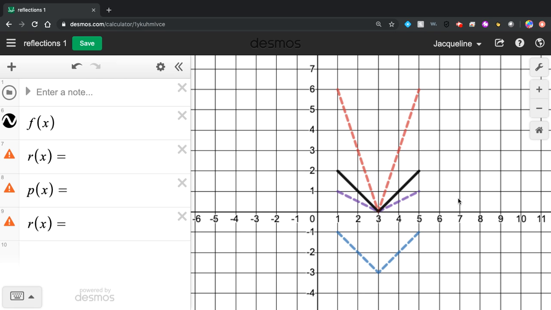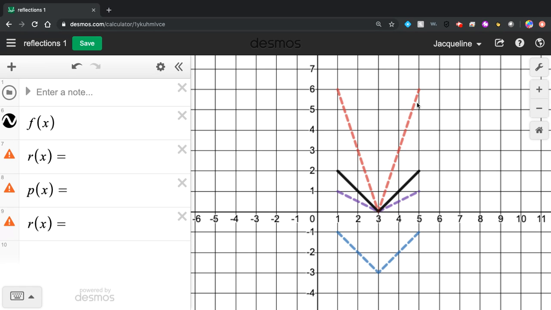Hey guys, so let's review dilations. Remember that dilations are the only type of transformation where our graph actually changes its size. So here's my original f of x in black, and what you notice is that the red one and the purple one look like they're a different shape almost. They're both kind of that V shape, but this one is shorter than the original, meaning it's kind of been squashed down, and the red one looks like it's been elongated.